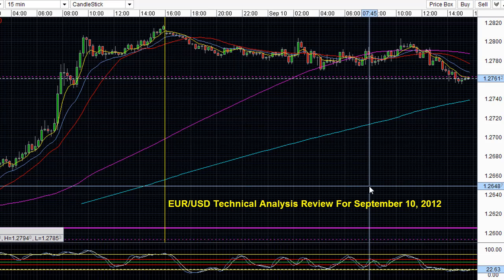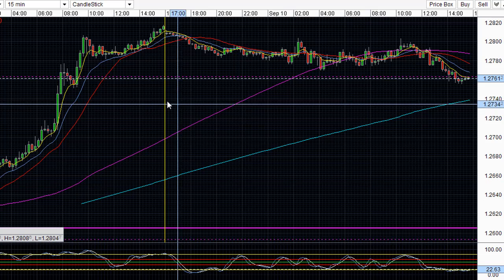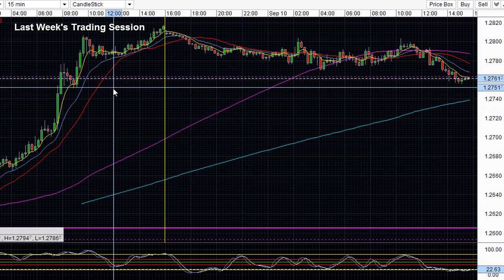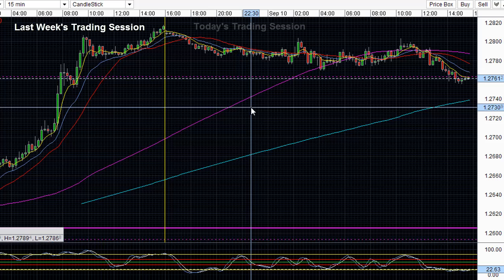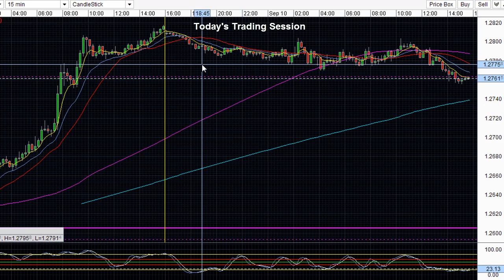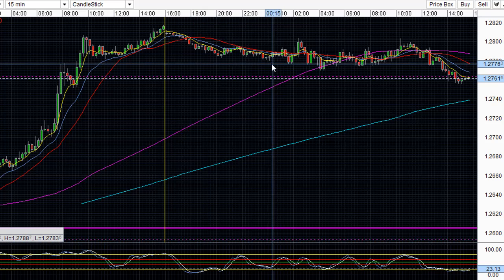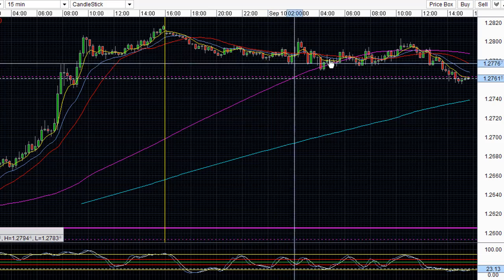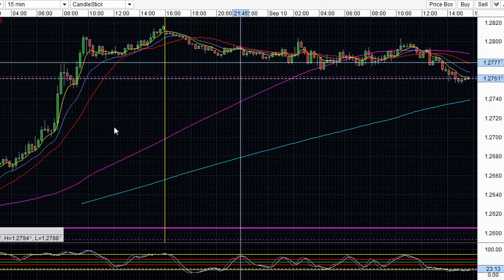Today is September 10th, 2012 and we are currently looking at price action on the 15-minute chart. I have this yellow vertical line drawn in dividing last week's trading session from this week's trading session. As you can see, for the start of this week's trading session, price has moved very little in either direction, and it's currently consolidating the gains from last week.